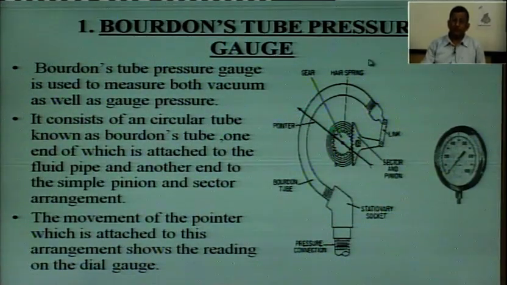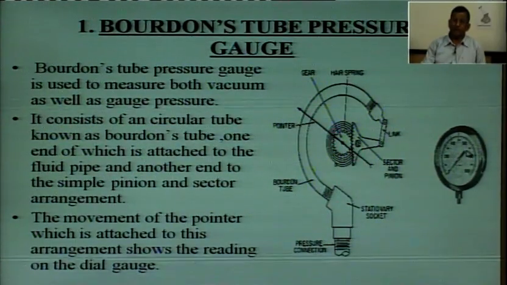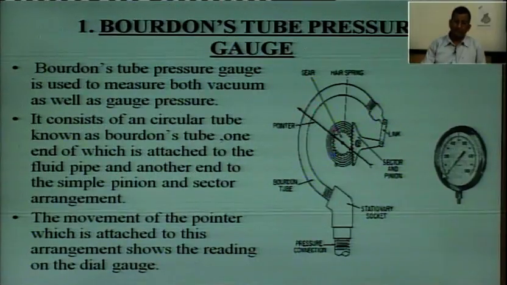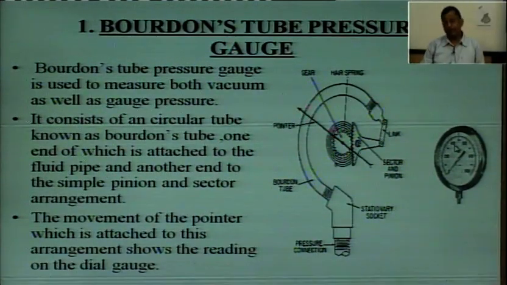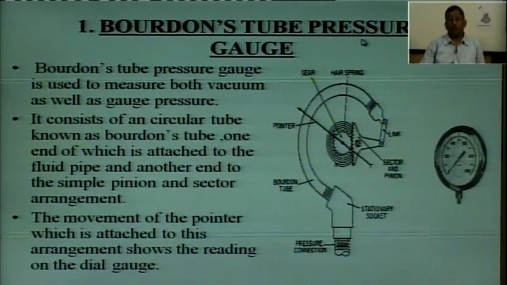So here we are going to apply a dial gauge. So this is a dial gauge. The dial gauge is used to measure the reading. So the measurement of the pressure is made with the help of this pointer. So this is the Bourdon tube pressure gauge.